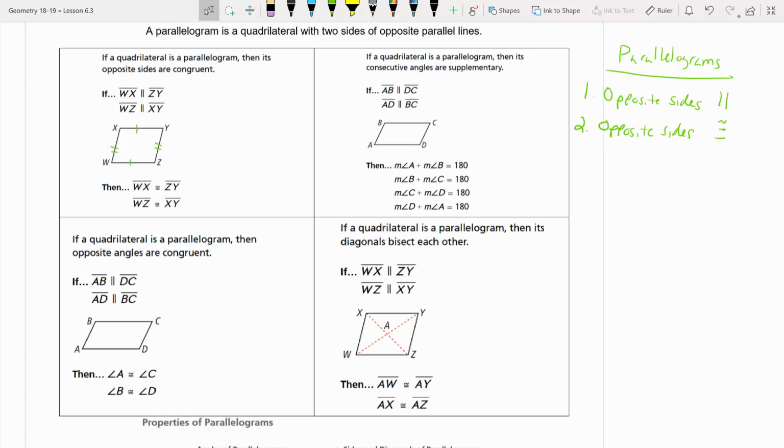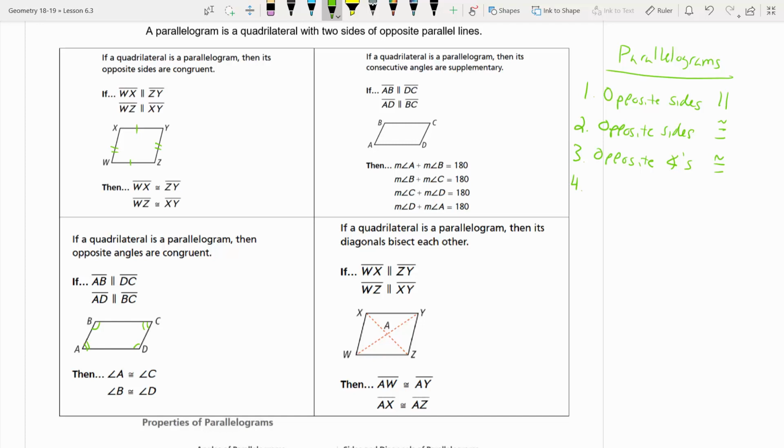The next piece we know is that our opposite angles are also going to be congruent. So angle B is going to match angle D, and angle A is going to match angle C. So our third piece is that opposite angles are congruent.